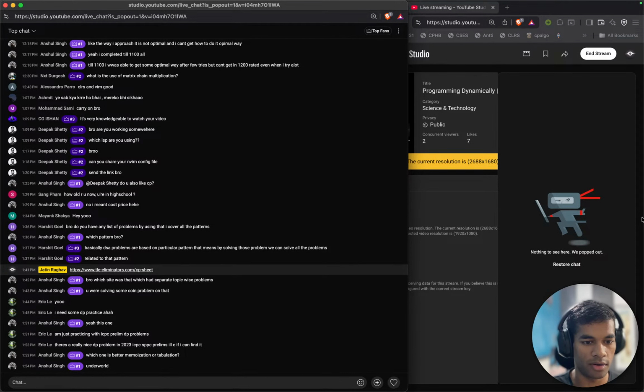Tabulation is faster, but it is harder to implement, and I mean, yeah. Wait, are you asking between recursion and iteration? No, you are asking between memoization and tabulation. So they are fine, they are both the same.